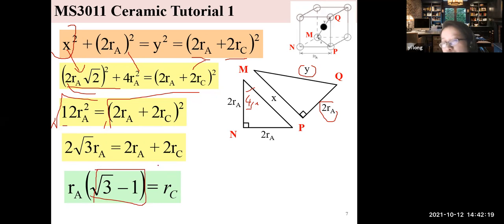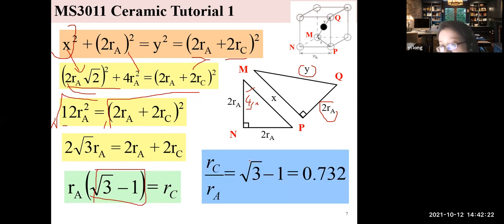Okay, square root 3 minus 1. So RC over RA equals square root 3 minus 1. So this is the proof. It is pretty straightforward. As I said, it's just a simple geometry thing here. Why can we calculate? Because now it's a minimum case, and most of the time the ions also need to be in contact, so it's easier for you to calculate.